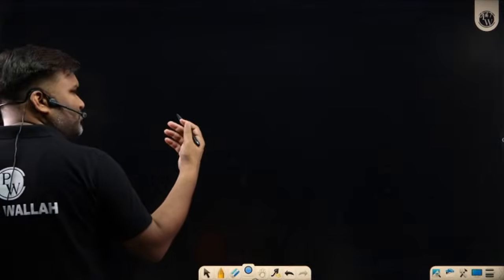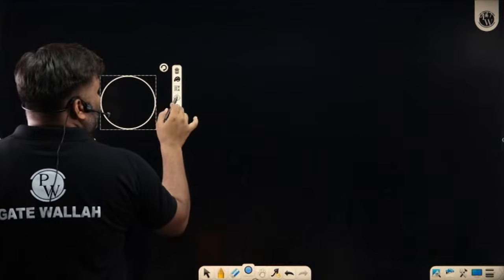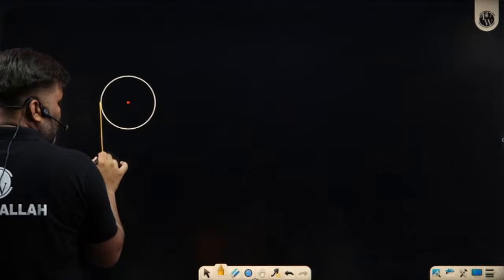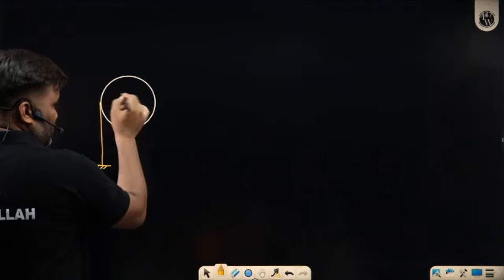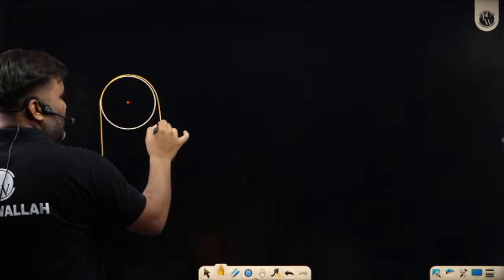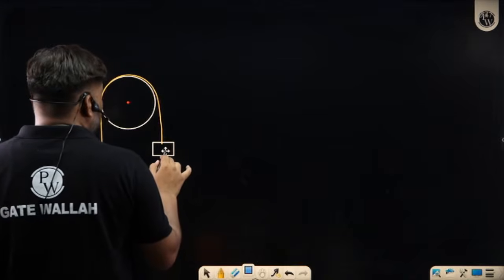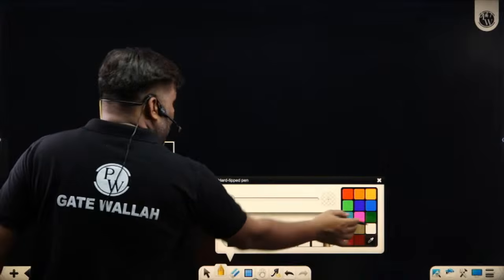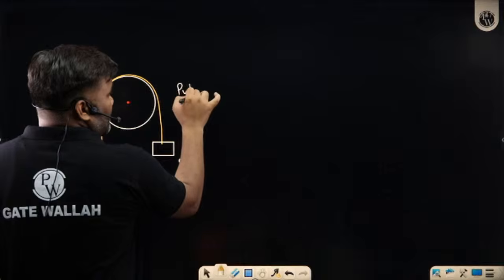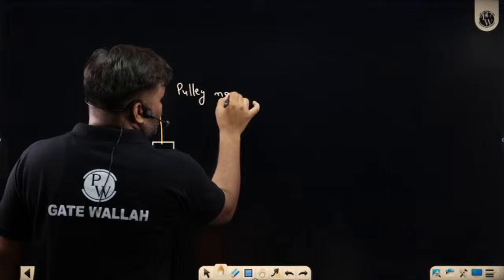Spring mass pulley system is a very popular variety of question for this Rayleigh method. They can give you a massless pulley, and over the pulley we have a thread or a rope, and this rope is passing over the pulley, and at one end here I have a mass. So this is my concentrated mass. Try to feel the difference. I have this concentrated mass M. The pulley is massless.